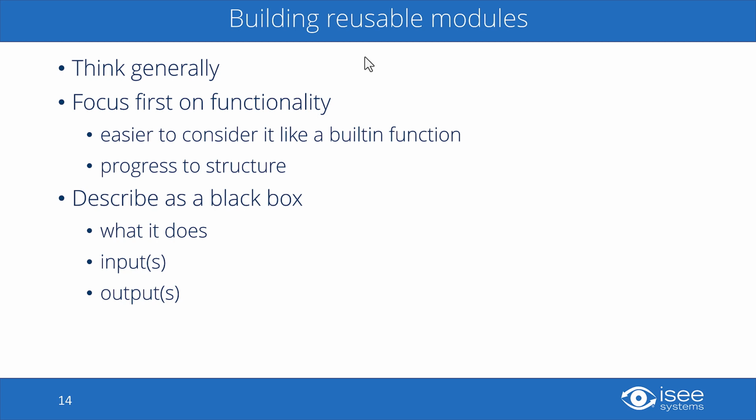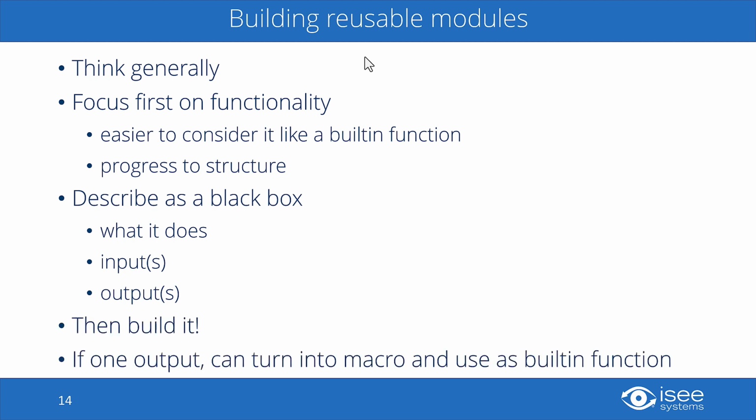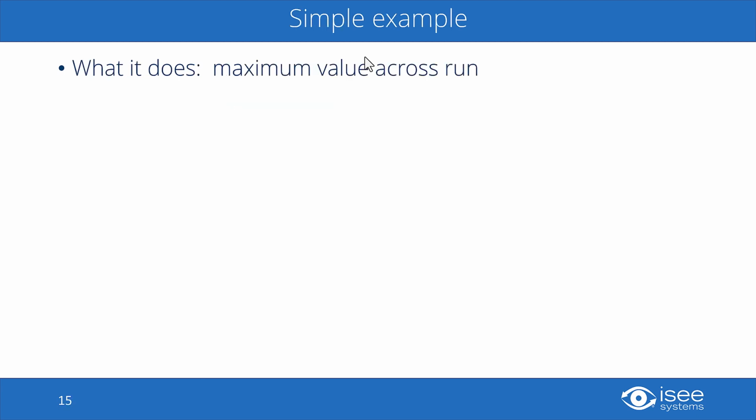So what does it do? What are its inputs? What are its outputs? And then we can build it. If it only has one output, by the way, we can turn it into a macro, and then we can use it as a built-in function instead of using it like a module. But let's talk about reusable modules to start.